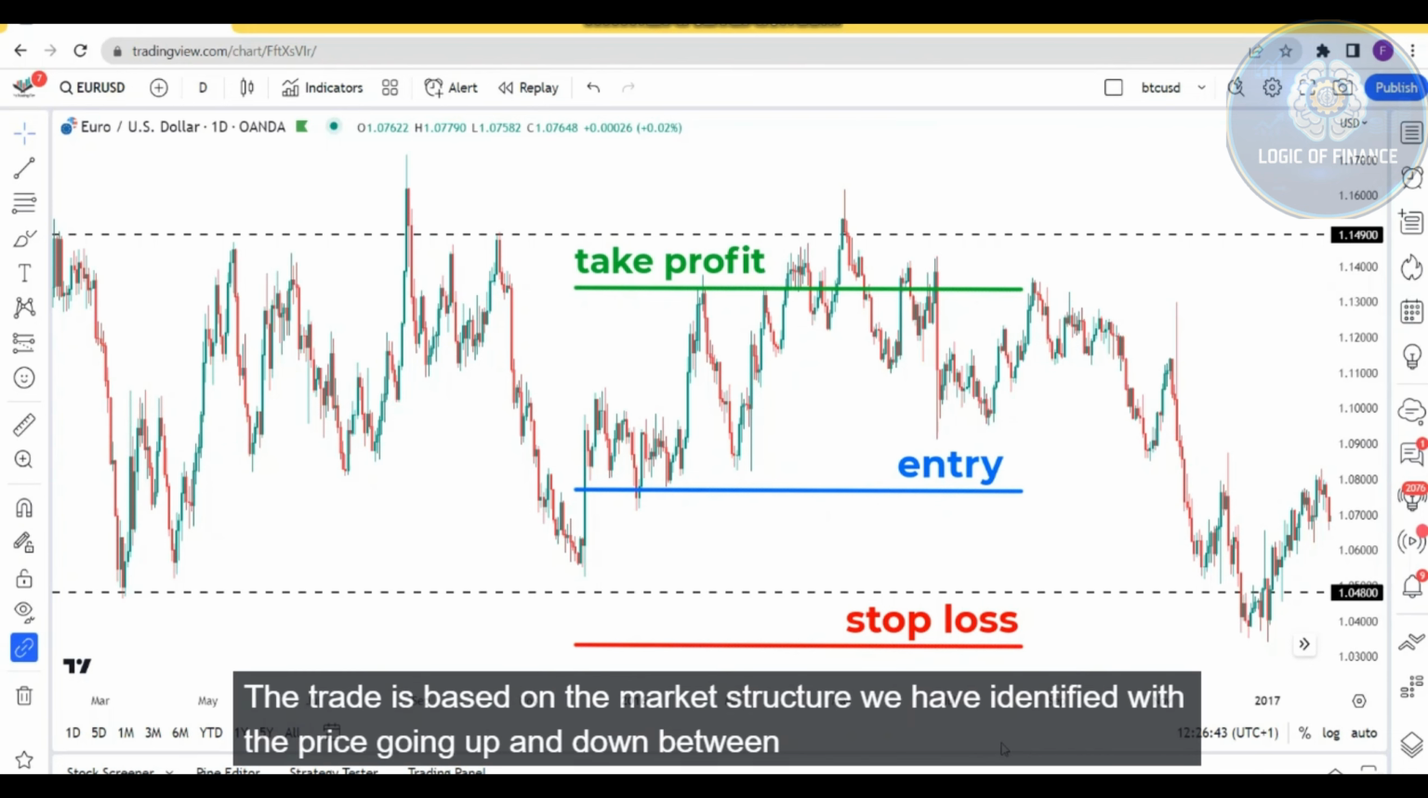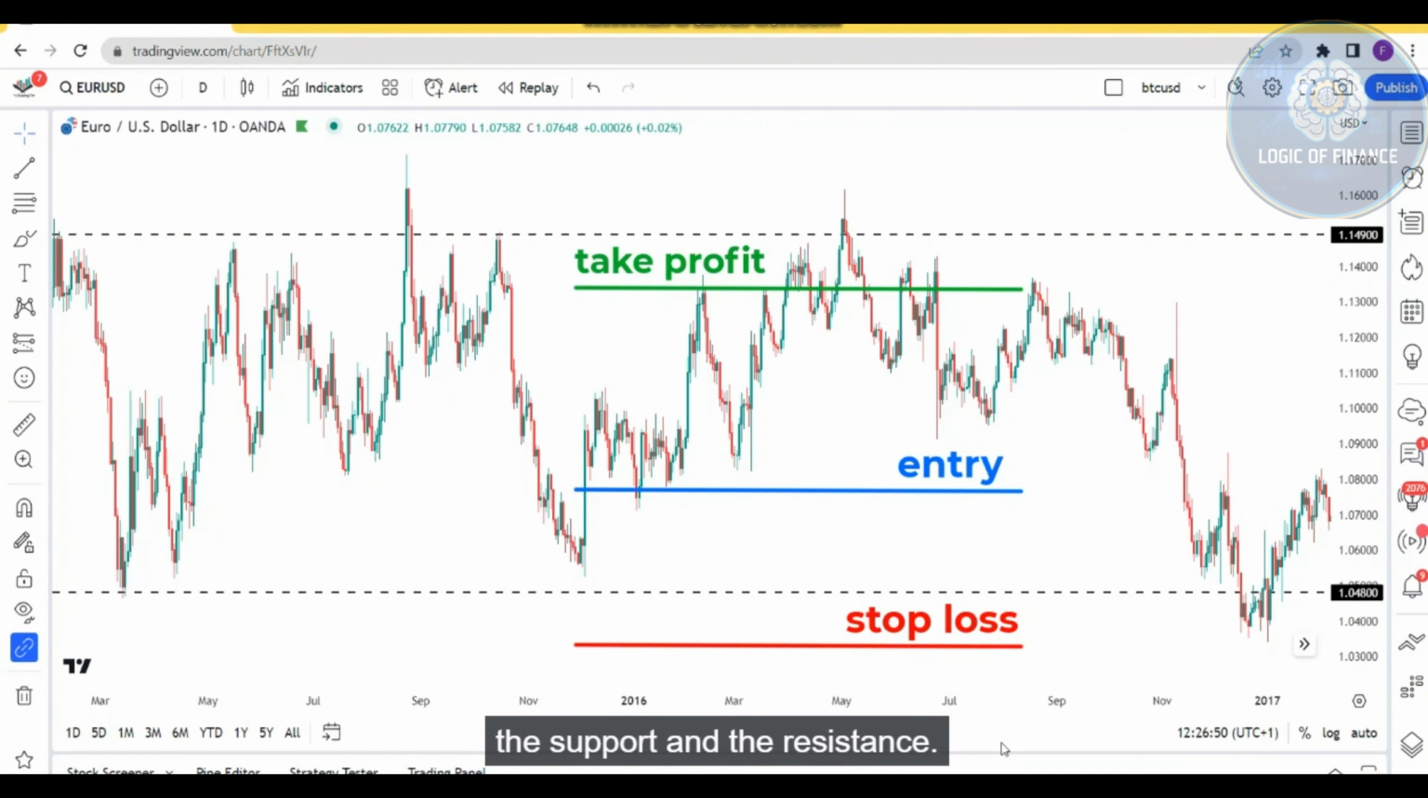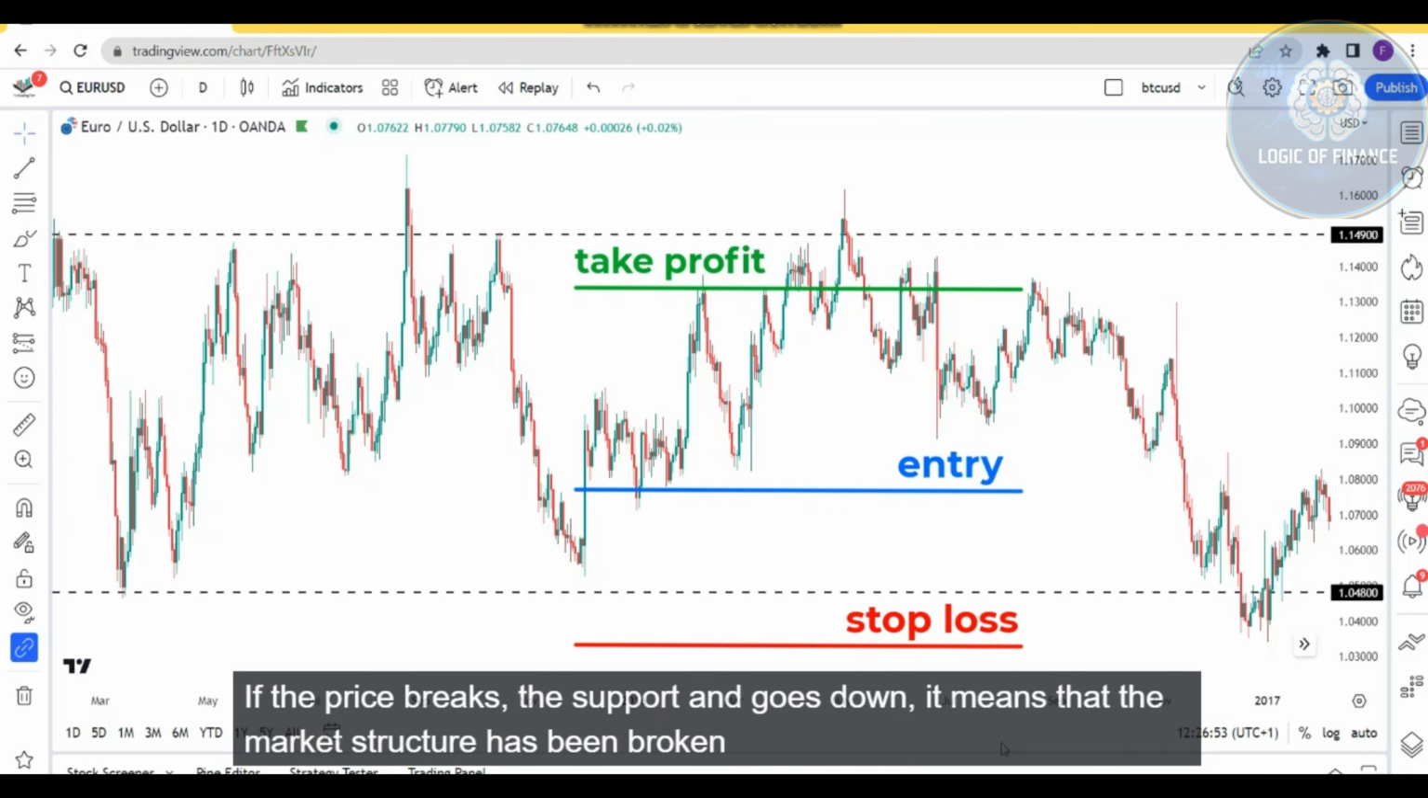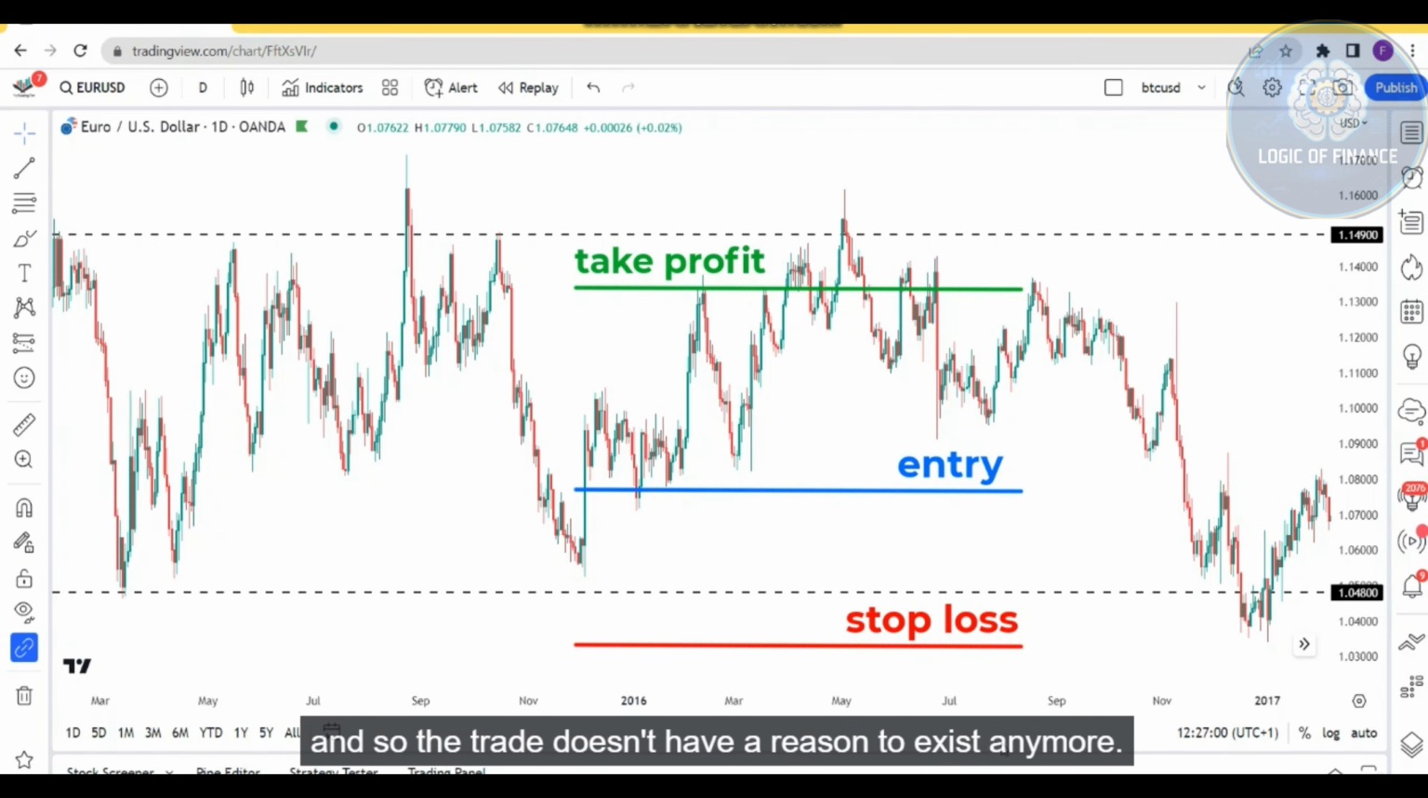The trade is based on the market structure we have identified, with the price going up and down between the support and the resistance. If the price breaks the support and goes down, it means that the market structure has been broken, and so the trade doesn't have a reason to exist anymore. We better close it and minimize the loss.